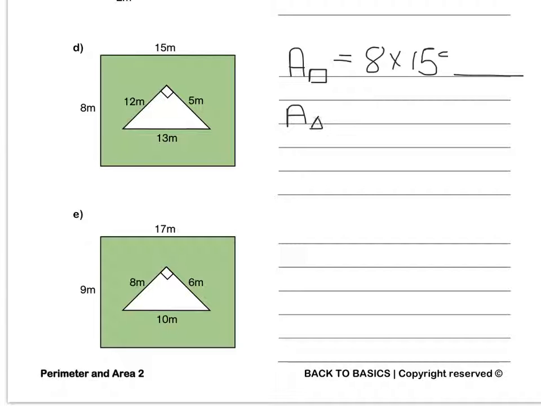Then the area of the triangle, we need to find its base and its height, which is situated around the right angle. It's half of the base times the height, which is half of 12 times 5, which is 60. So the area of the triangle is 30 meters squared. Now all that you need to do, once you have this answer, is the area of the rectangle minus this white area of the triangle will give you the area of the shaded green part. Press pause to complete question D and E by yourself.